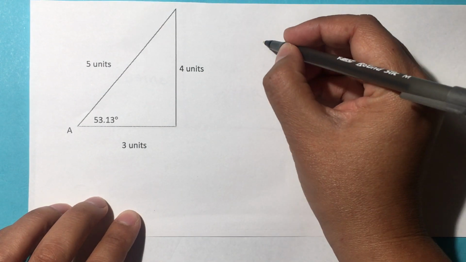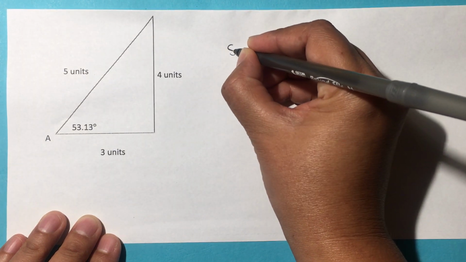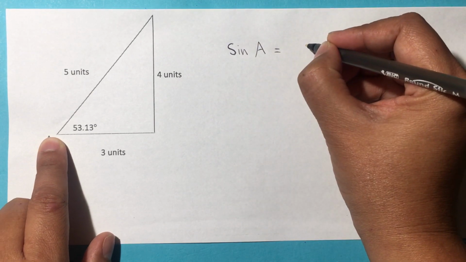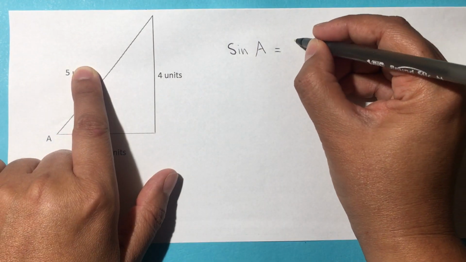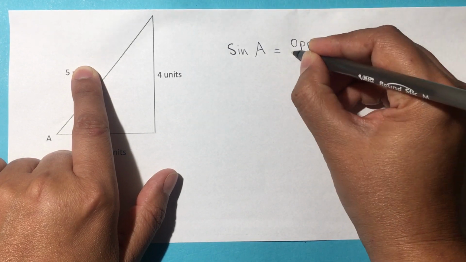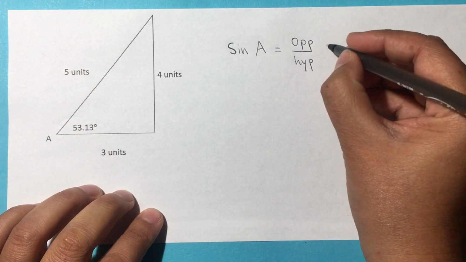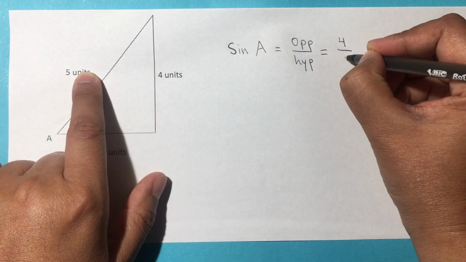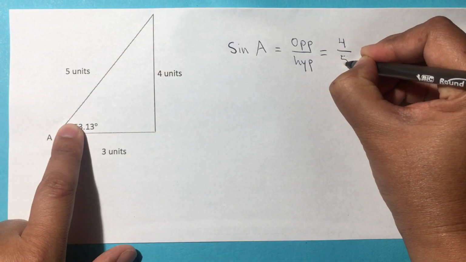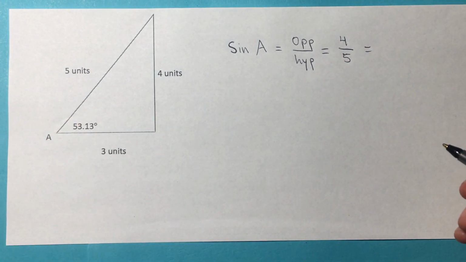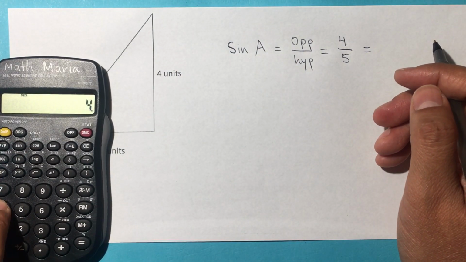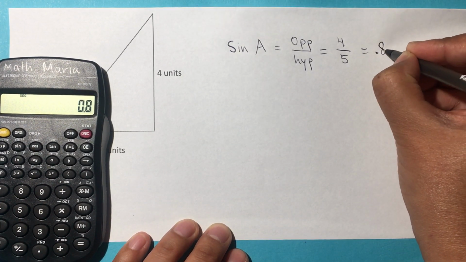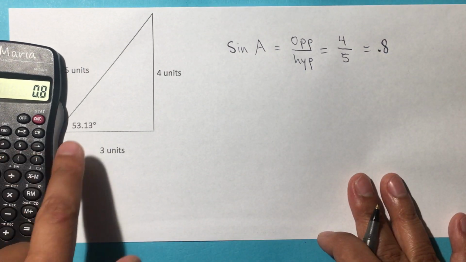Let me show you. So in here we say that sine of A is equals to the opposite over hypotenuse. Opposite over hypotenuse. And the opposite to that angle is 4, over the hypotenuse, which is always the longest side, is 5. And if we divide 4 divided by 5, that's equals to 0.8. That's its ratio, okay? And that's specific to this angle.